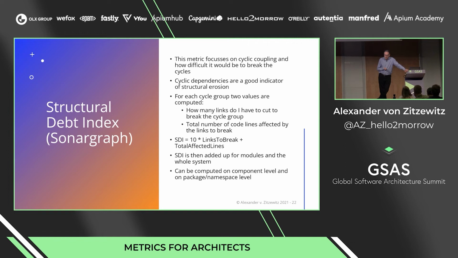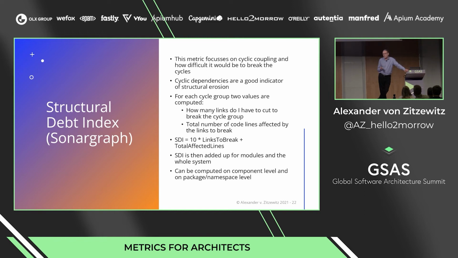I have to explain that quickly. We try to compute two values. We run a graph algorithm over the cycle group, and this graph algorithm tells us how many links we have to break to make this thing cycle-free. It tries to minimize the number of links that we have to break. Then we know how many links I need to break, multiply that number by 10, and then we add the weight of all links.